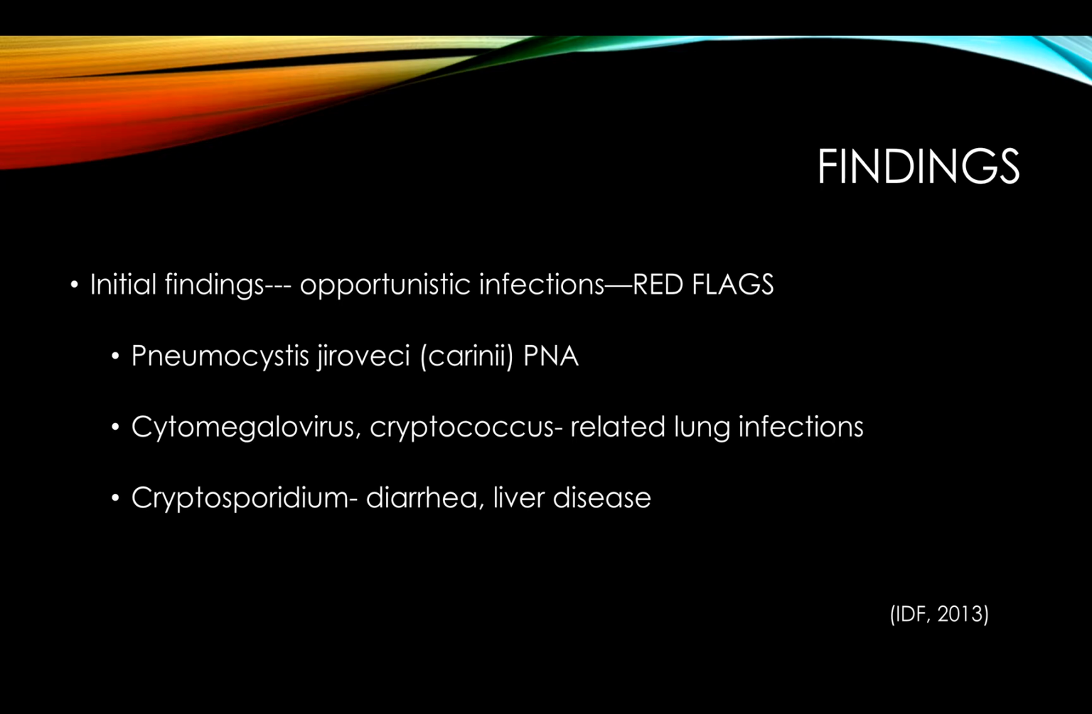If the child is acquiring opportunistic infections, this is a red flag and should lead the provider to consider genetic testing and a referral to an immunologic specialist. The child may have pneumocystis pneumonia, other lung infections caused by cytomegalovirus or cryptococcus, and diarrhea and hepatosplenomegaly caused by cryptosporidium.